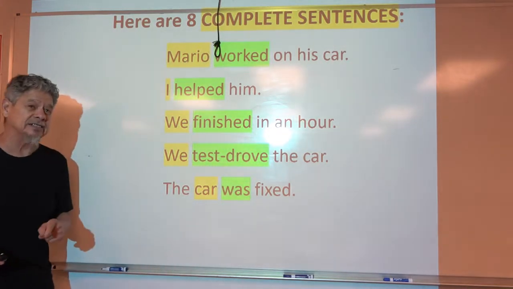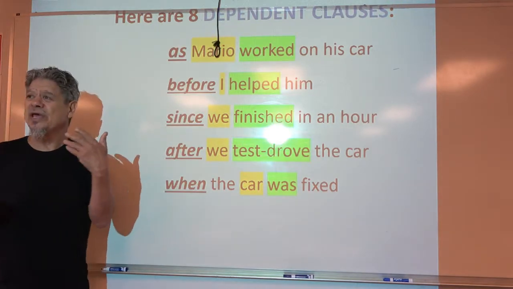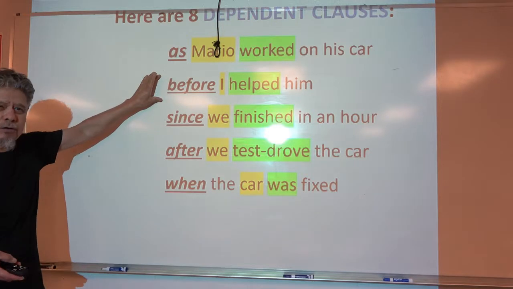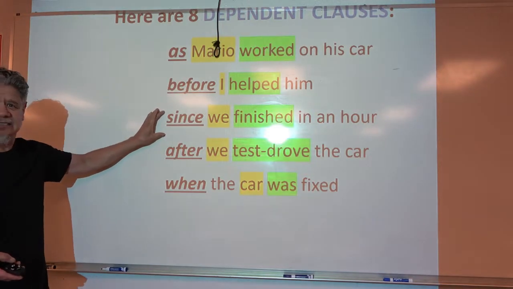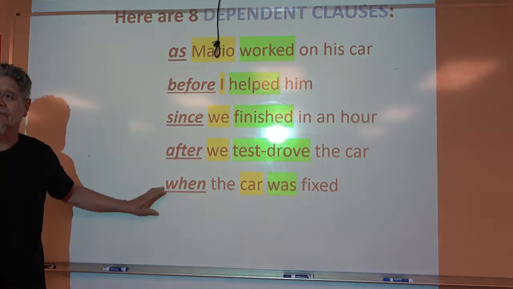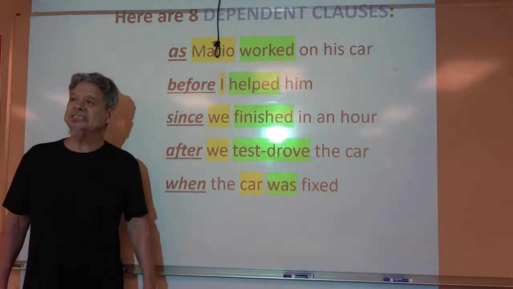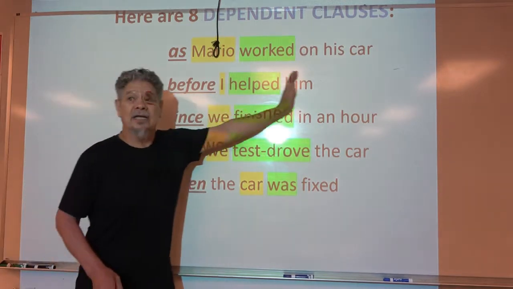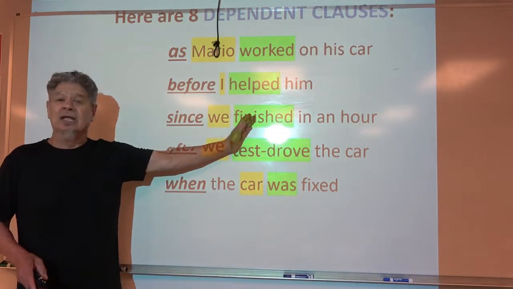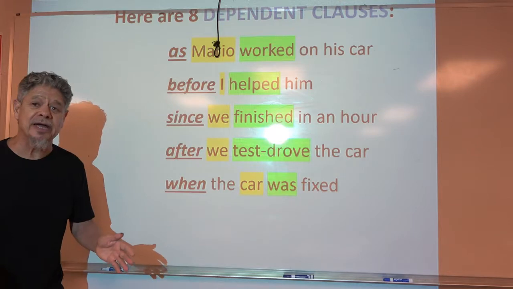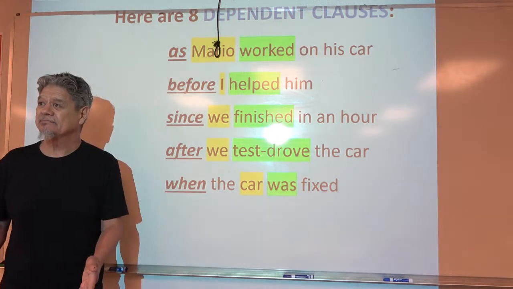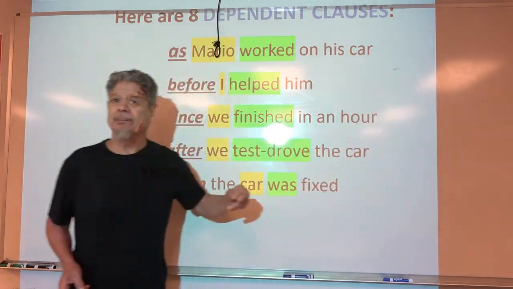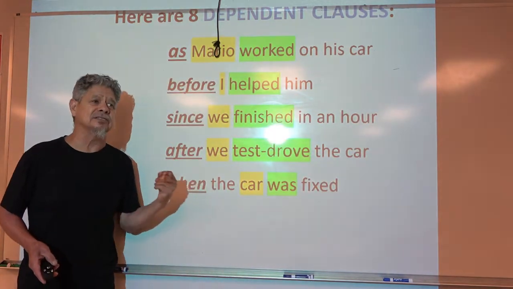But as soon as we add a word like as, before, since, after, when, it changes them completely. They are no longer independent clauses. They can no longer be punctuated like a complete sentence. I cannot put a capital A and I cannot put a period because this is a dependent clause.